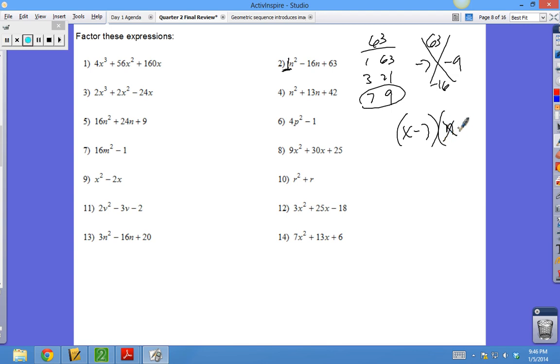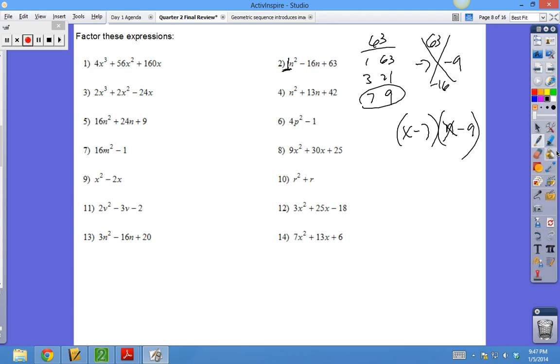So your answer to 2 is just n minus 7, and I guess I should stick with both x's or both n's, n minus 9. Okay, but let's look at 6. I think they're going to get harder and harder and harder as we go down.